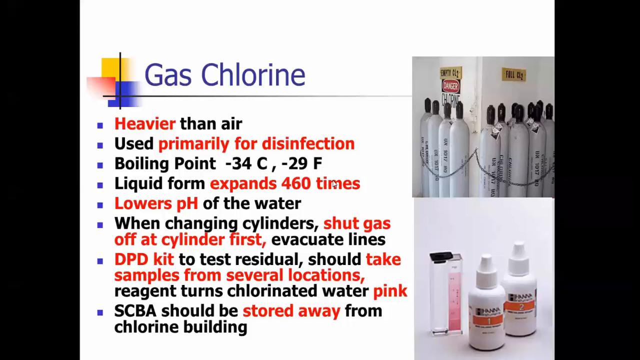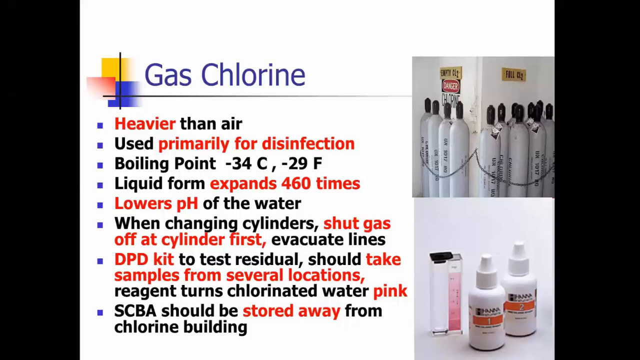Chlorine also lowers the pH of the water, which makes it more aggressive. When you're changing your cylinders, you should shut the gas off at the cylinder first because you want to evacuate the chlorine that's in the lines and the pigtails. This is a DPD kit here. That's how you measure the chlorine in the water. You can see the different shades of pink: the lighter the pink, the lower the concentration, and the deeper the pink, the higher the concentration.